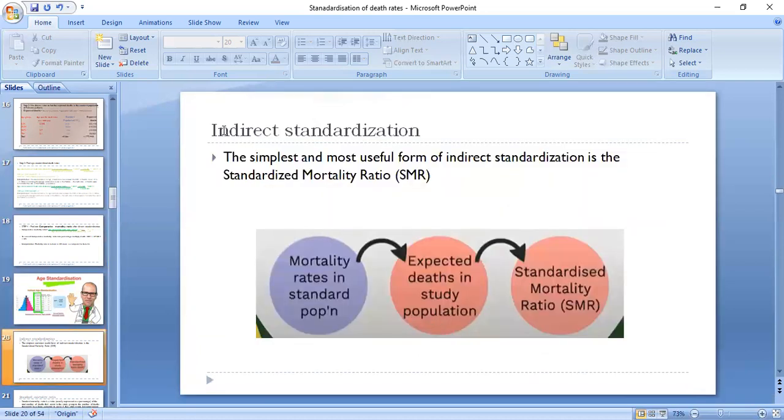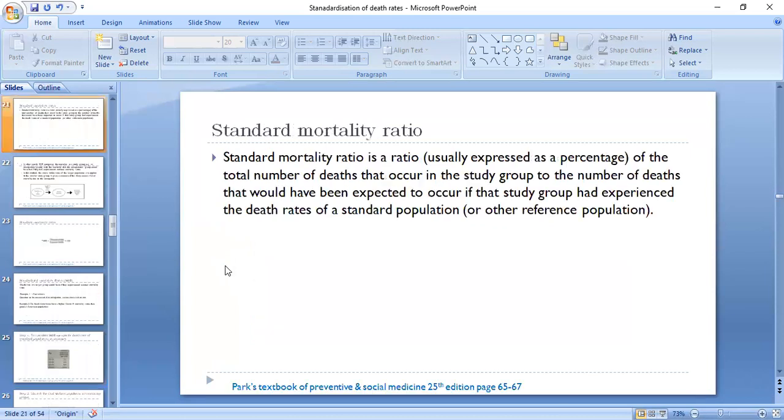Now the other form of standardization is indirect standardization. This is the simplest and most useful form of standardization. In it, we have the data of the mortality rates of the standard population. Then we find the expected deaths in the study population, and at the end we find the standardized mortality ratio.